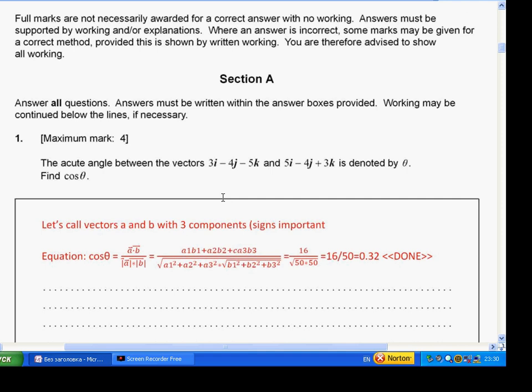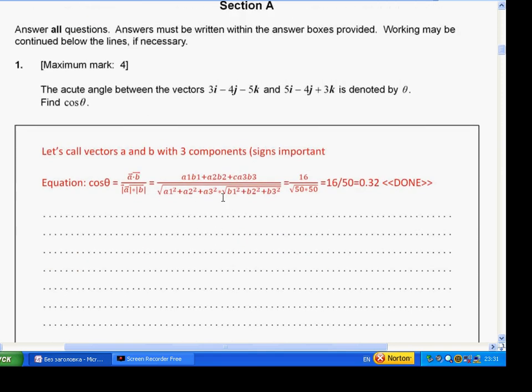Section A, question 1. We are given two vectors and we should find cosine theta, the cosine of the angle between them. Let's call one vector A, another B. Components of vector A will be 3, minus 4, minus 5, so it is A1, A2, A3. Components of vector B will be B1, B2, B3, it is 5, minus 4, and 3. So signs are important. The equation for cosine is the product of vectors divided by their modules.